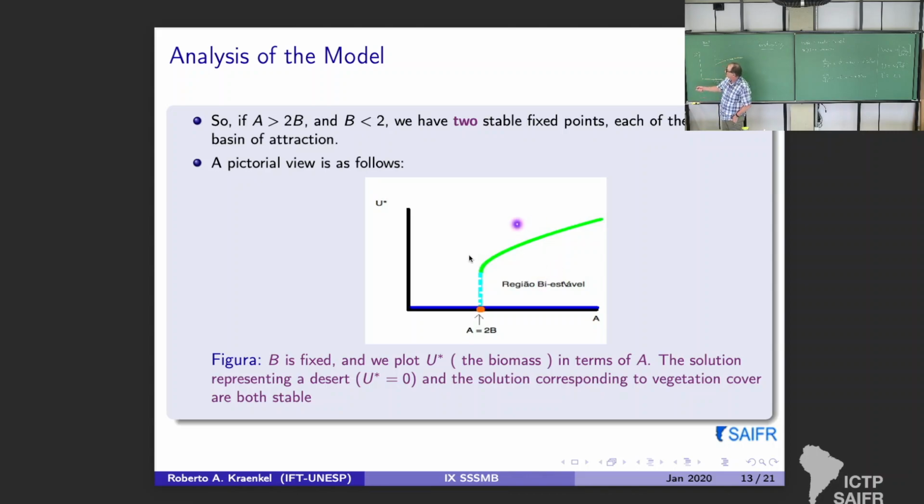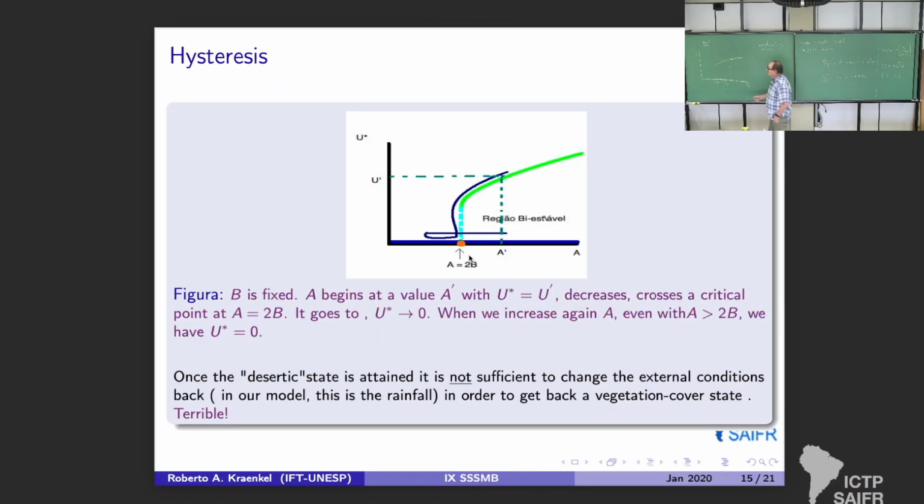Here's the small plot, and then you can think about what I just told you. I start at a certain point, I have a vegetation cover. I have a transition, I go to zero and I stay at zero after that. And when I go back, this is something which has the name of hysteresis, which is something that exists also in physics. Physics is usually connected to magnetism, but never mind. So deserts are stable, and this is all the drama of the deserts.